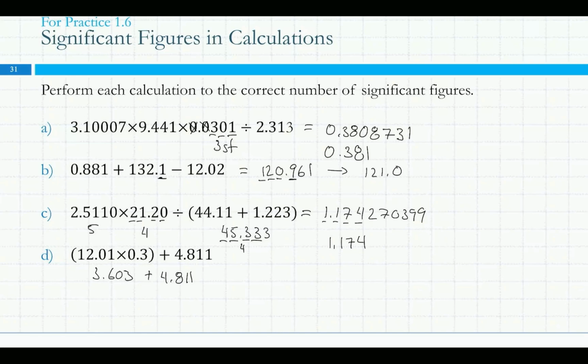Do we count leading zeros? Just 1. 0.3 is just 1 sig fig. So this would be just 1 sig fig. So if I do this now and I do 3.603 plus 4.811, that will be 8.414. Write that a little bit neater. 8.414.